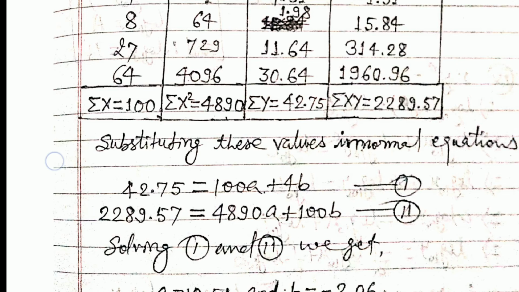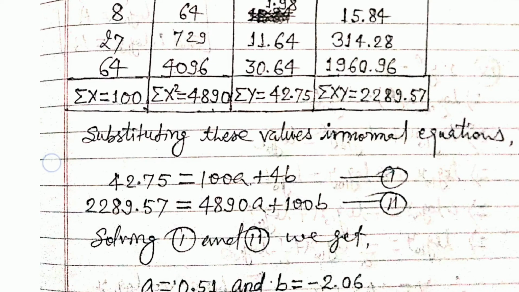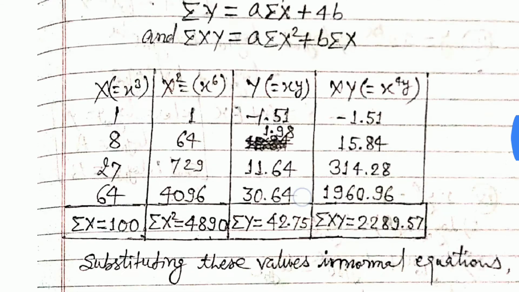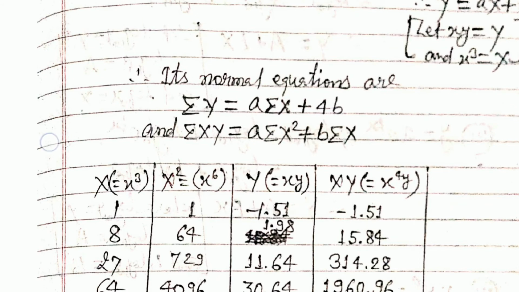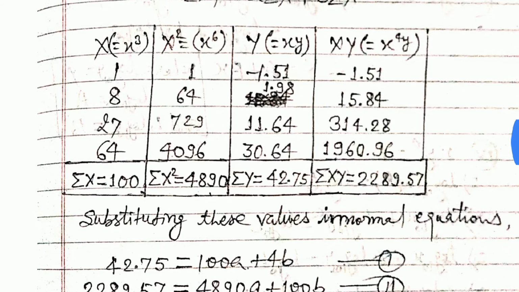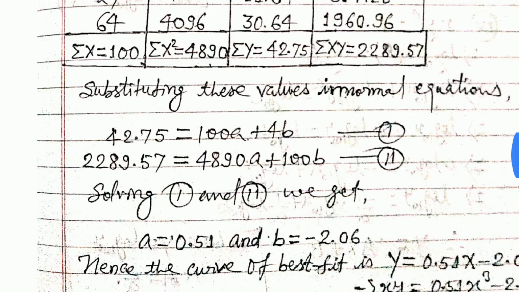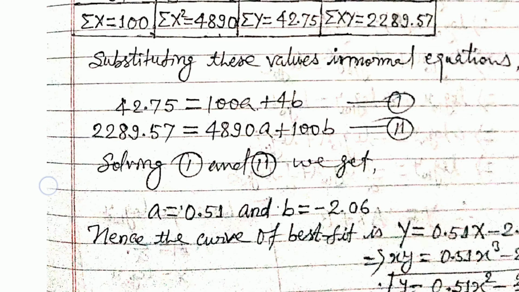Okay, so these values are: summation of capital X, summation of x square, summation of y, summation of xy. Then we substitute the values in these normal equations. What we are seeing here is that there are two variables, a and b, in these normal equations, because other than a and b, all are known from this column. Then we substitute these values, and we get these two equations.